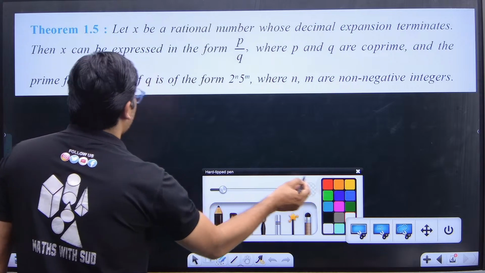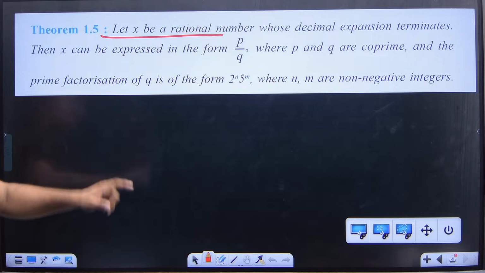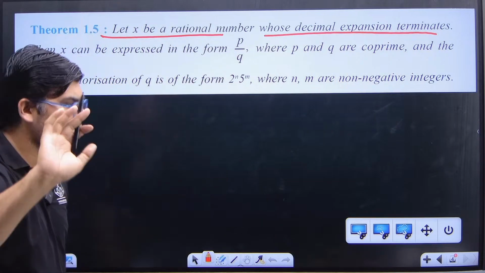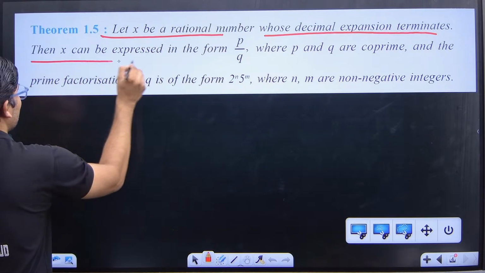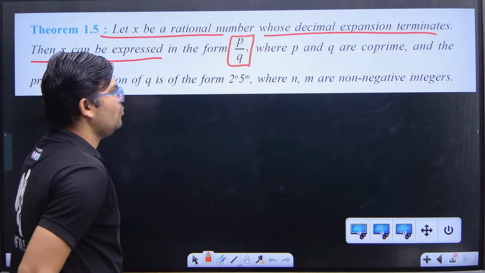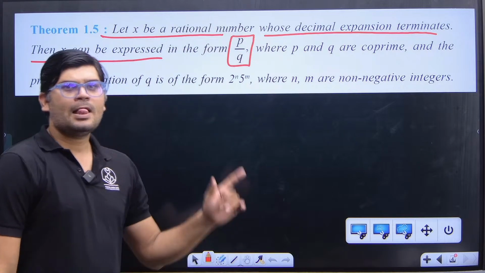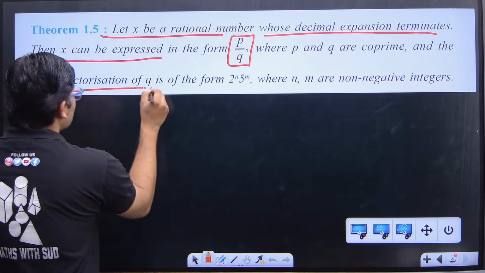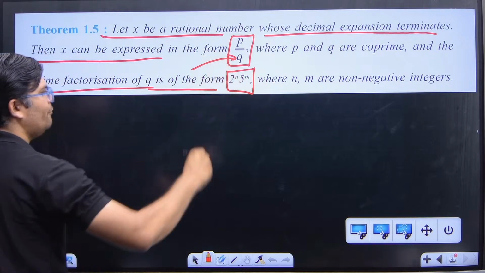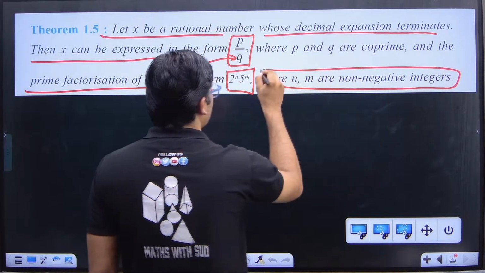Yes. So it is saying that let x be a rational number, any rational number, whose decimal expansion terminates. They are already saying that the decimal expansion always terminates. Then x can be expressed in the form of p by q. That means it can be written in the form of p by q when p and q are co-prime. Co-prime means they don't have any other factor other than 1. And the prime factorization of q, that means for the denominator, is of the form 2 to the power n into 5 to the power m, where n, m are non-negative integers, means they are positive integers.